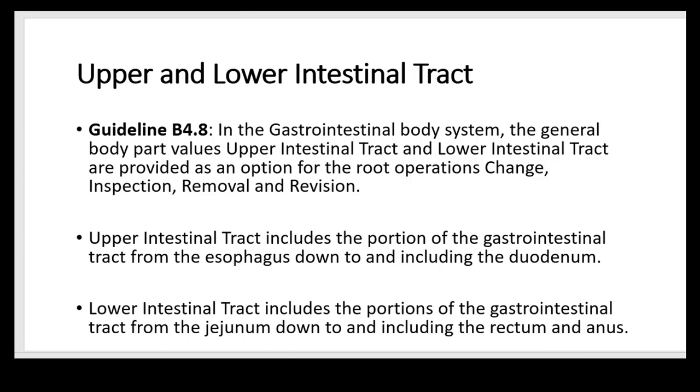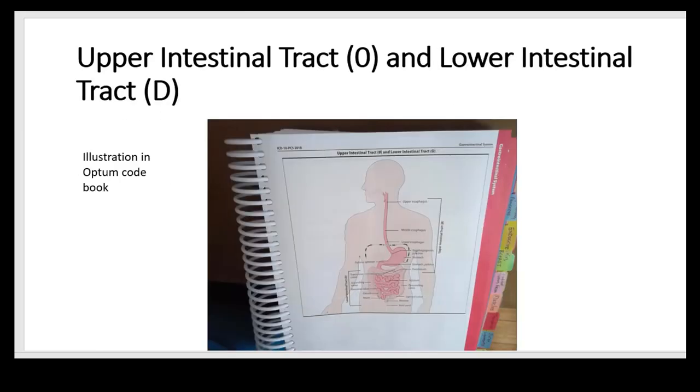Upper and lower intestinal tract, guideline B4.8, tells us how this breaks out. There are certain parts of the GI system that go into the terms upper intestinal tract and lower intestinal tract, and this is provided as an option for only certain root operations: change, inspection, removal, and revision. Also be aware that there is an illustration in your code book. I have Optum, so this is the illustration out of my code book, but all of you have illustrations, I'm sure, of how that works.